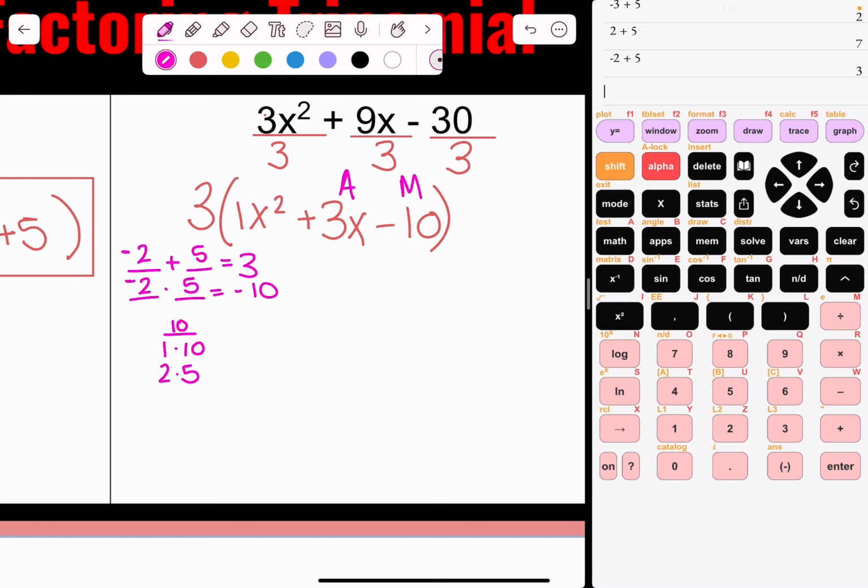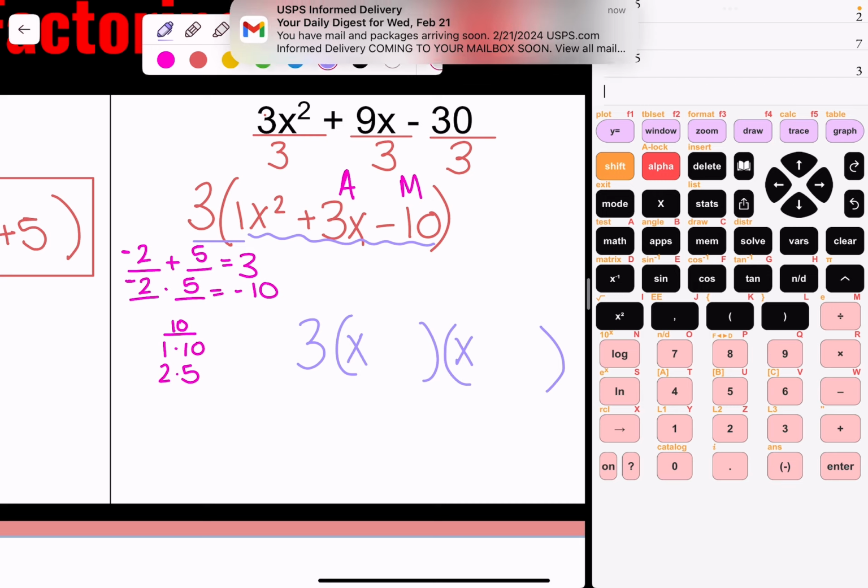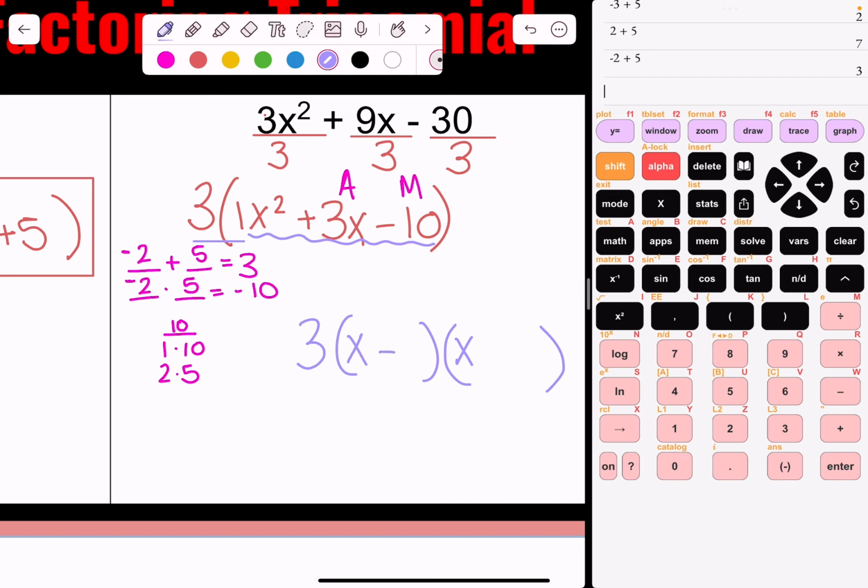So how you write your final answer is, don't forget that you had this original 3 on the outside. But now to separate this trinomial, you're going to write 2 binomials. To separate the x squared, you make it x and x. And then we have a minus 2 and a positive 5. Does not matter the order that you write those 2 in. And that is your final answer.